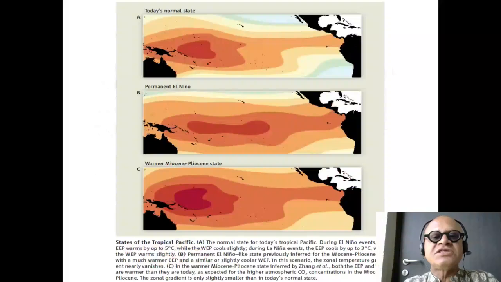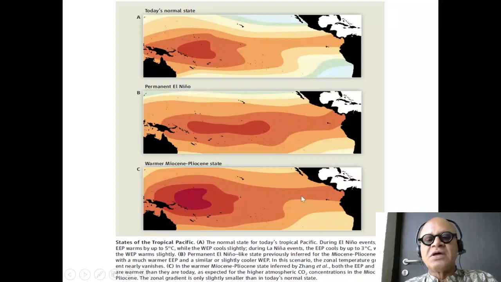Okay, this is the so-called permanent El Nino, where the gradient is much flatter. So today's normal conditions here, with colder temperatures here, strong sea surface temperature gradient. The permanent El Nino of the Pliocene-Pleistocene period 3 to 5 million years ago would have looked like this, with the warm pool extending much further east. The cold temperature here is almost disappearing.